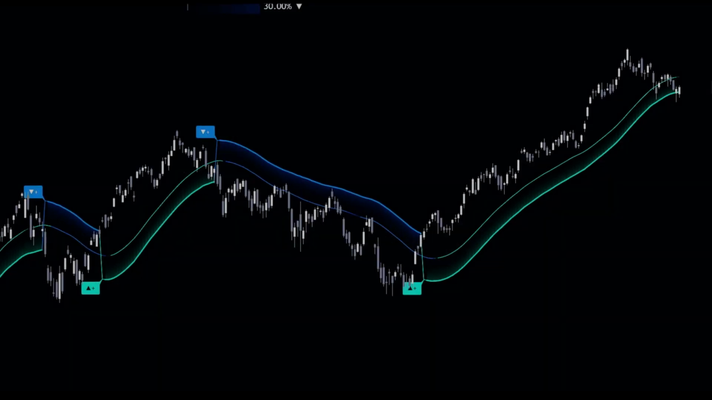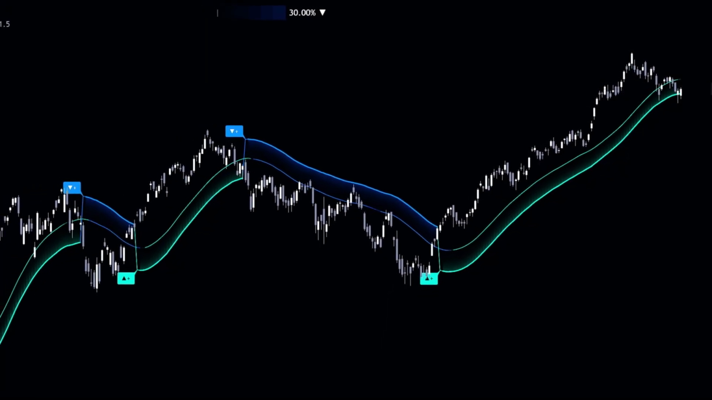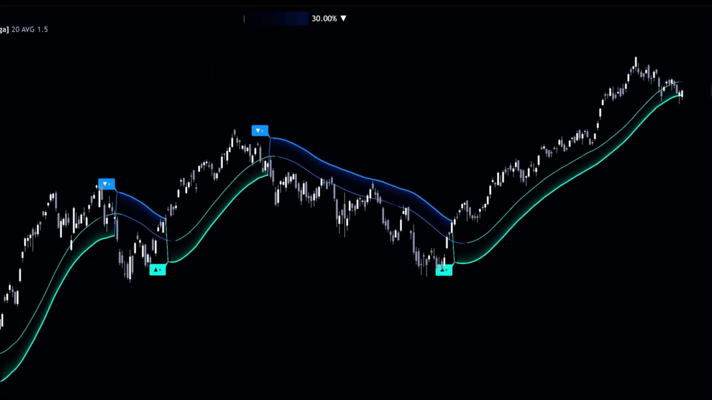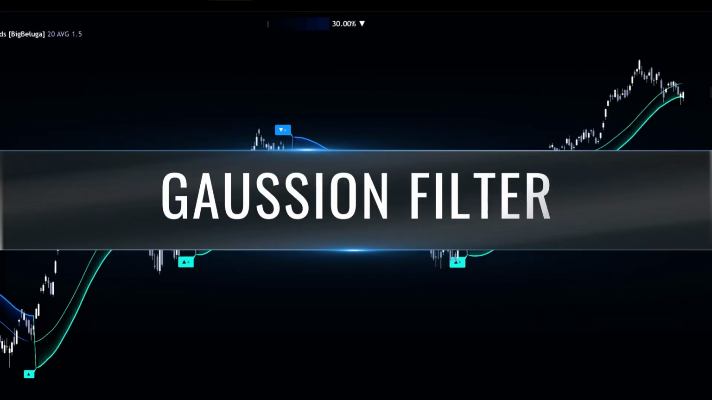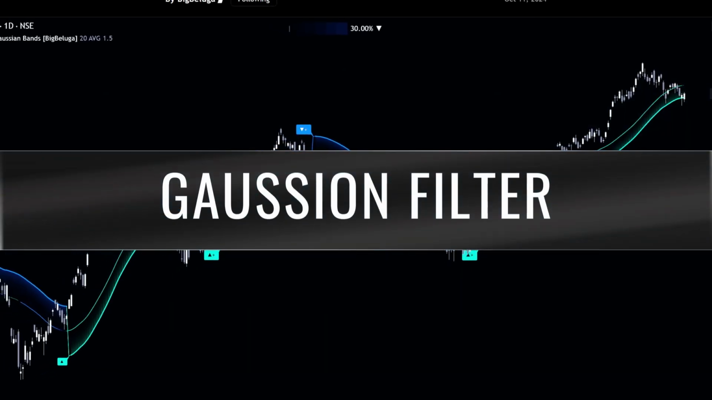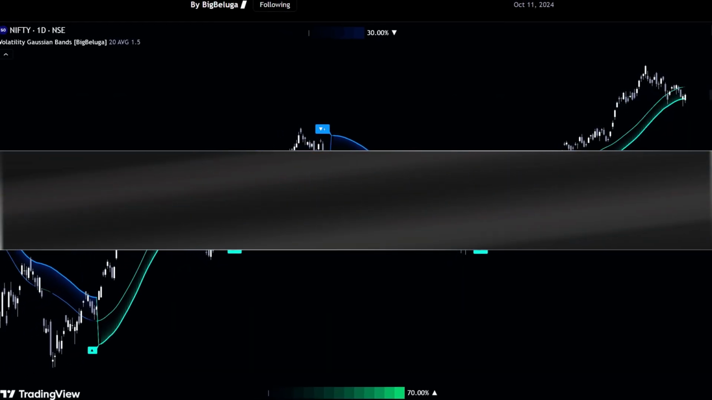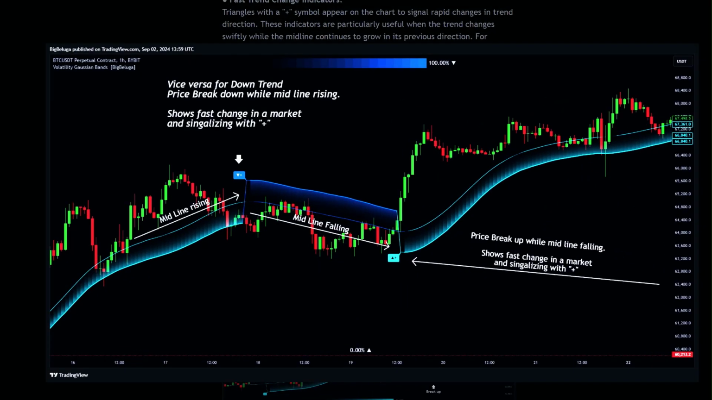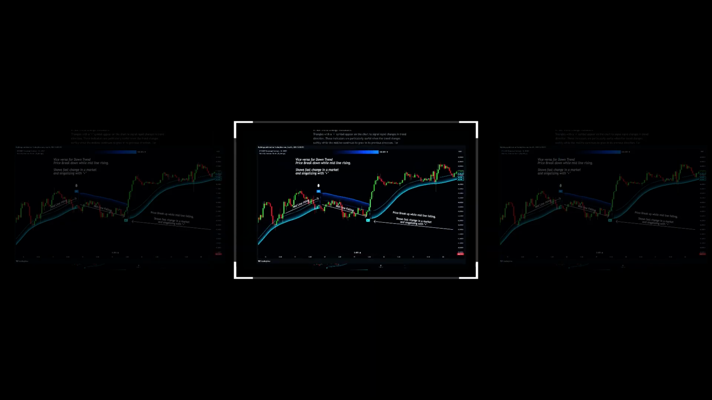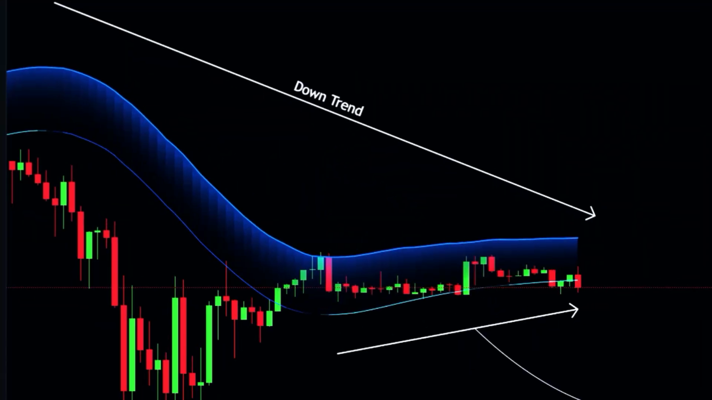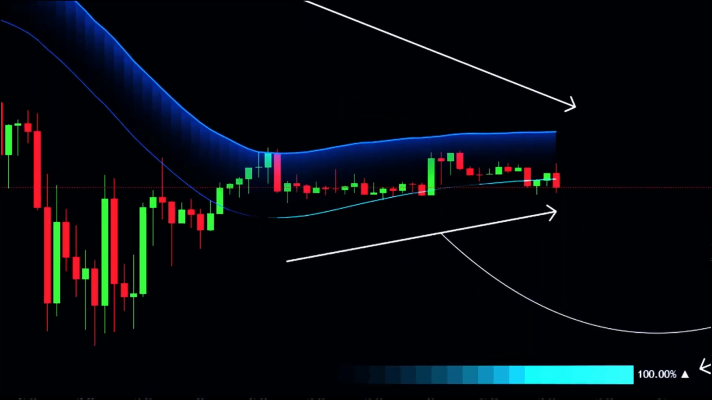Think of it like this. It smooths out all the noise in price action to show you the real underlying trend. It does this using something called a Gaussian filter, which basically creates those upper and lower bands that move with the market. When the price crosses above the upper band, it's like a signal saying, hey, we might be heading up. And when it crosses below the lower band, it's like, heads up, things might be going down. Pretty straightforward, right? But it gets even cooler.